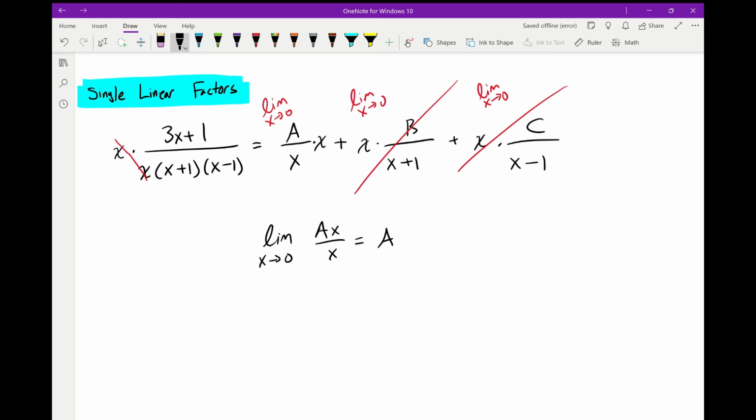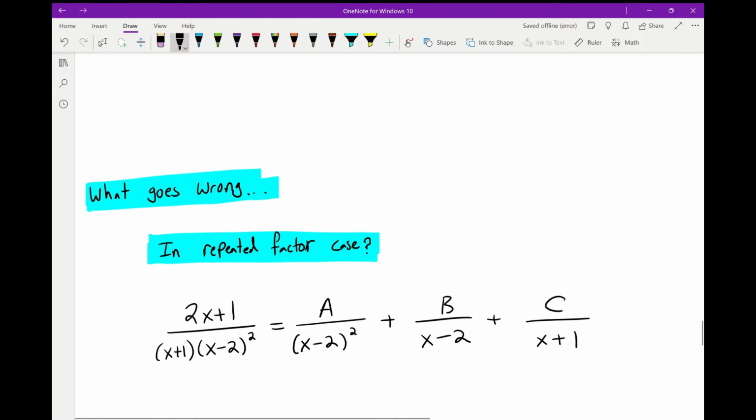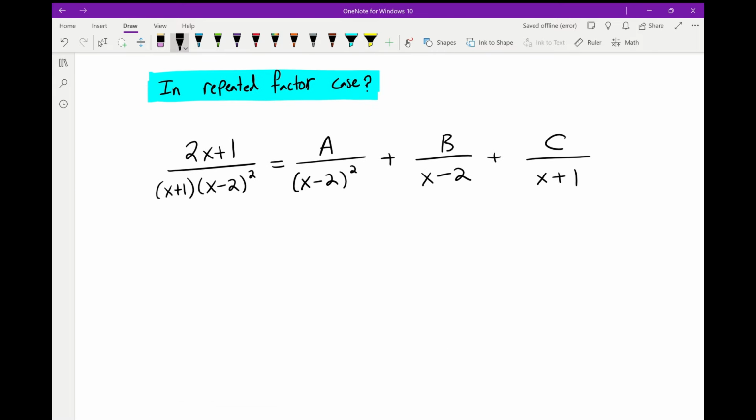So knowing that, let's go ahead and see what goes wrong in the repeated factor case. In the repeated factor case, we already know that everything's going to work out just fine for c. We just did that in the example above. Everything's cool when we have single linear factors. Well, next we can try multiplying by x minus 2, because let's try to solve for b. When we do that, that's only going to cancel out one of them over here. It's not going to cancel out both of them. And so that's an issue.